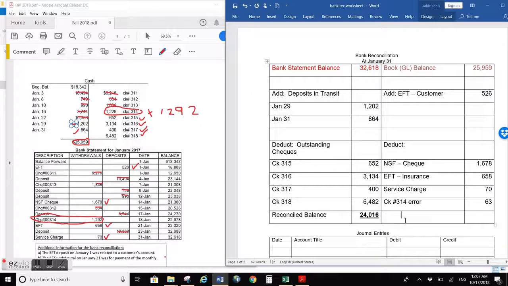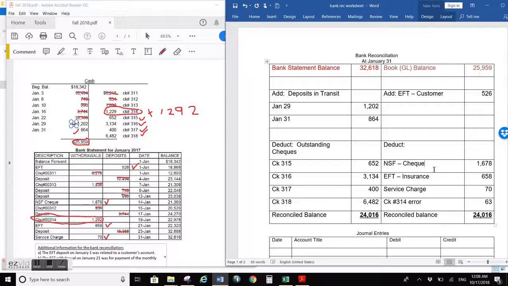But you know you've done your bank reconciliation correctly as soon as you find that your book balance is the same as your bank balance. So to get our book balance, we're just taking that ending book balance, adding in the EFT, subtracting that NSF check, subtracting the EFT payment, subtracting the service charge, and fixing that error by deducting another $63. So we have our reconciled balance here. All right. Yay. So now that we've done our bank reconciliation, we can go on and do the journal entries.